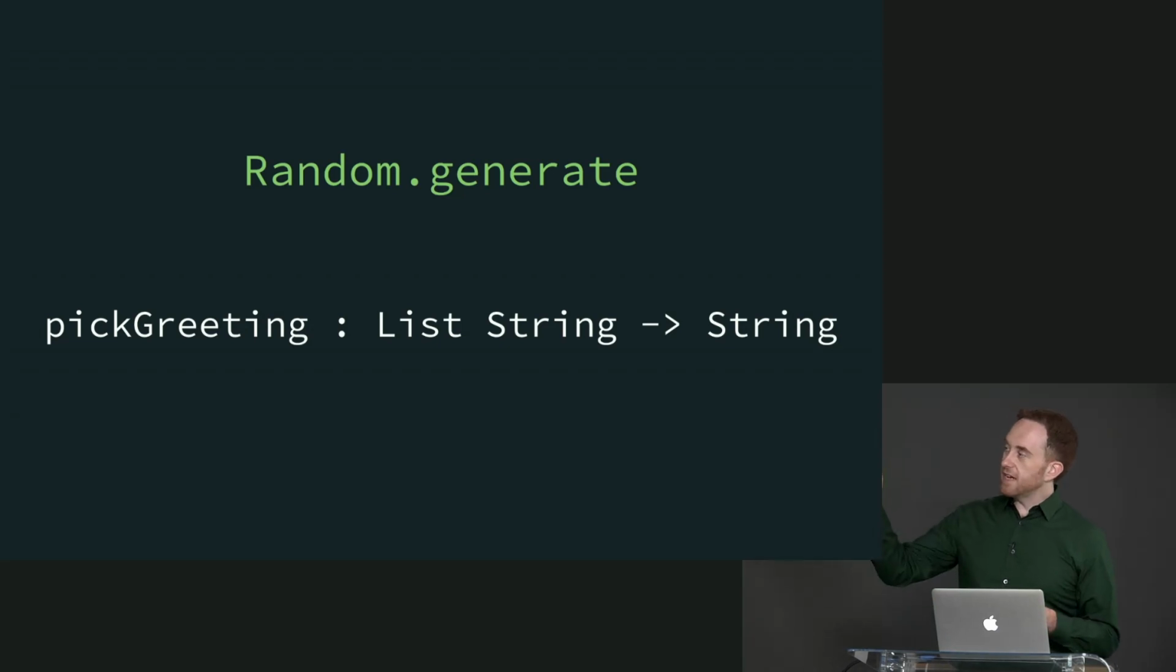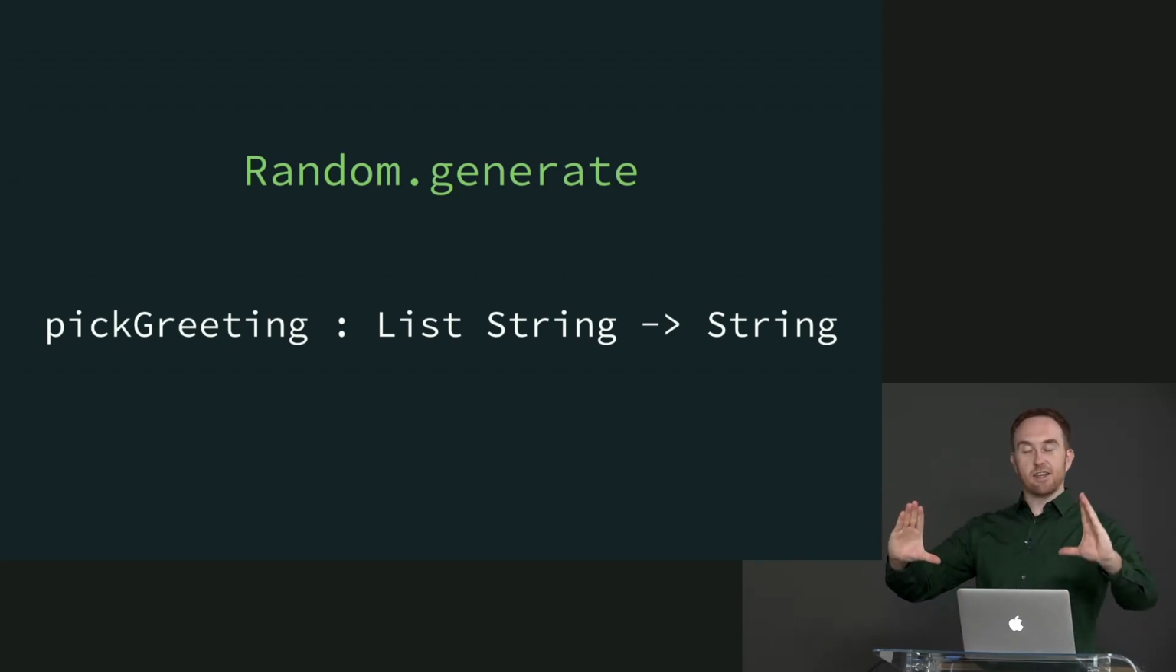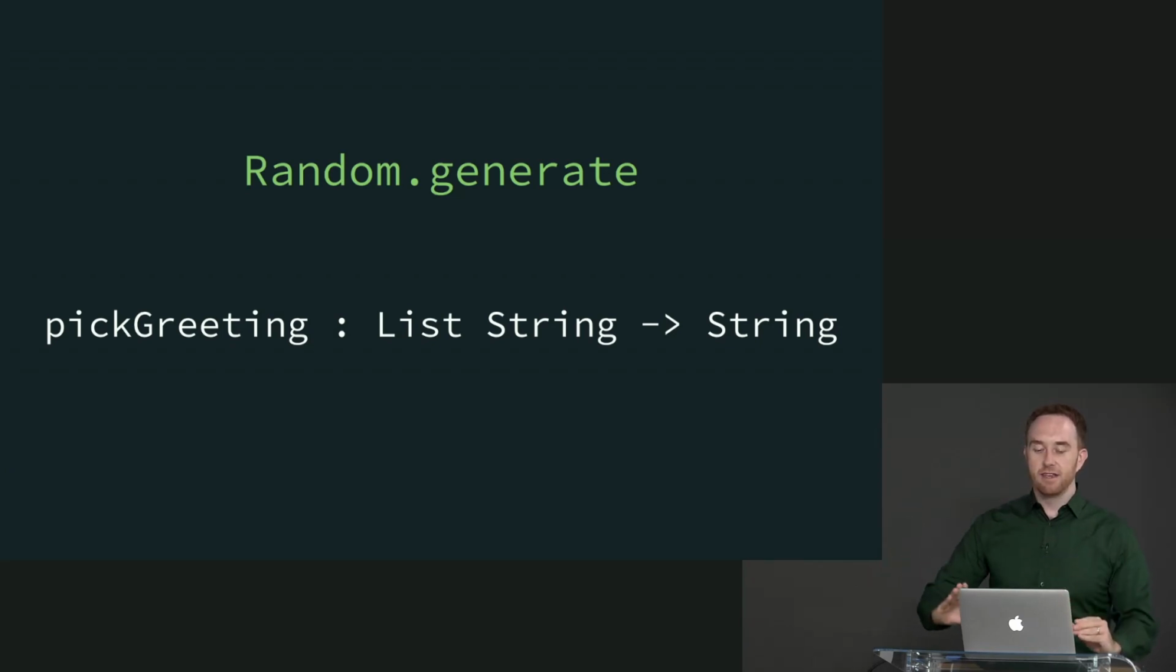Well, just by the type of this function here, pickGreeting, List String to String, I can tell you that this is not going to give me a different greeting every time I call it. In fact, I can be quite sure that if I give it the same list of greetings, it's going to choose the same one every single time. Because again, if you call an Elm function passing the same arguments, you have to get the same result every time. That's a rule of the language.